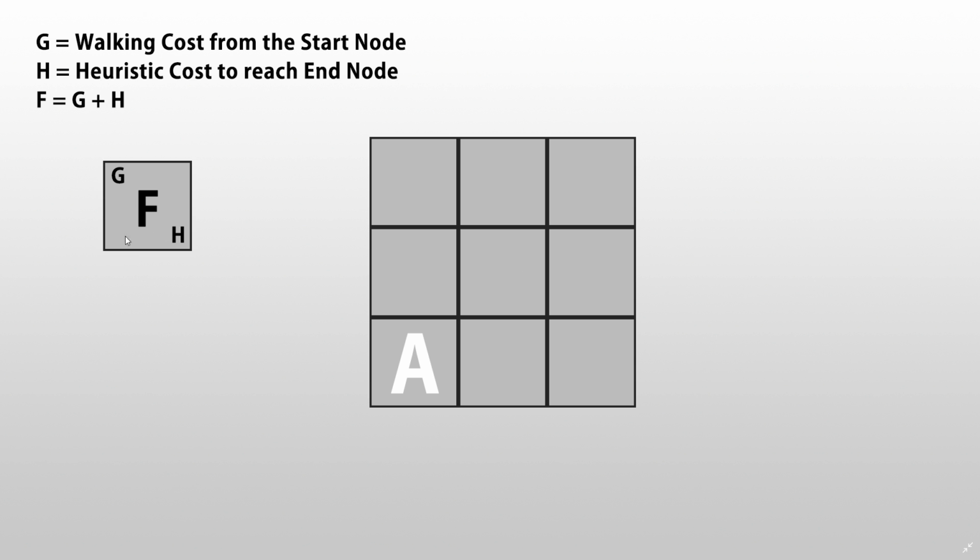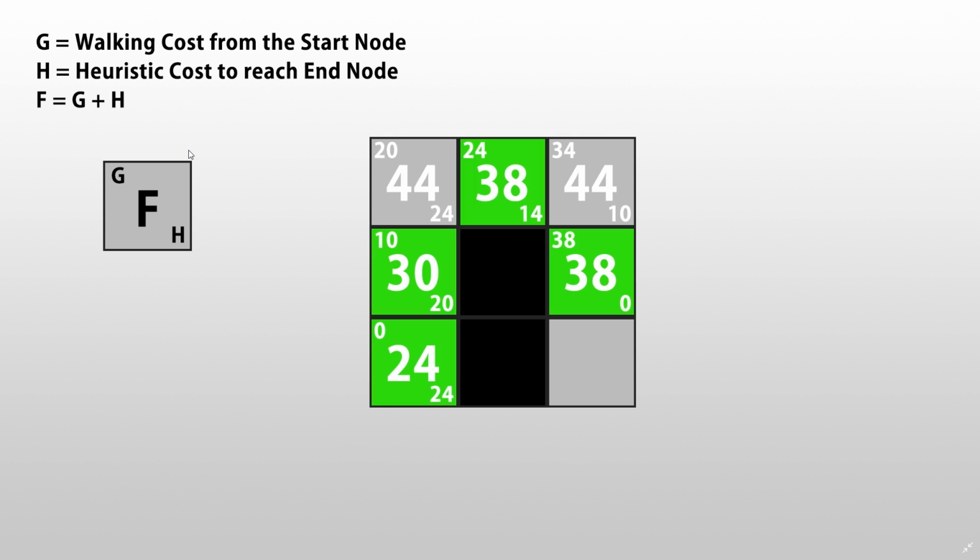And finally, we have the F, which is simply G plus H. So this combines our actual cost from the start, combined with an estimate to reach the goal, and we have our final number. Using this, we can prioritize nodes with lower Fs since those are more likely to be closer to the goal. The algorithm finally stops when our current node is our goal node.